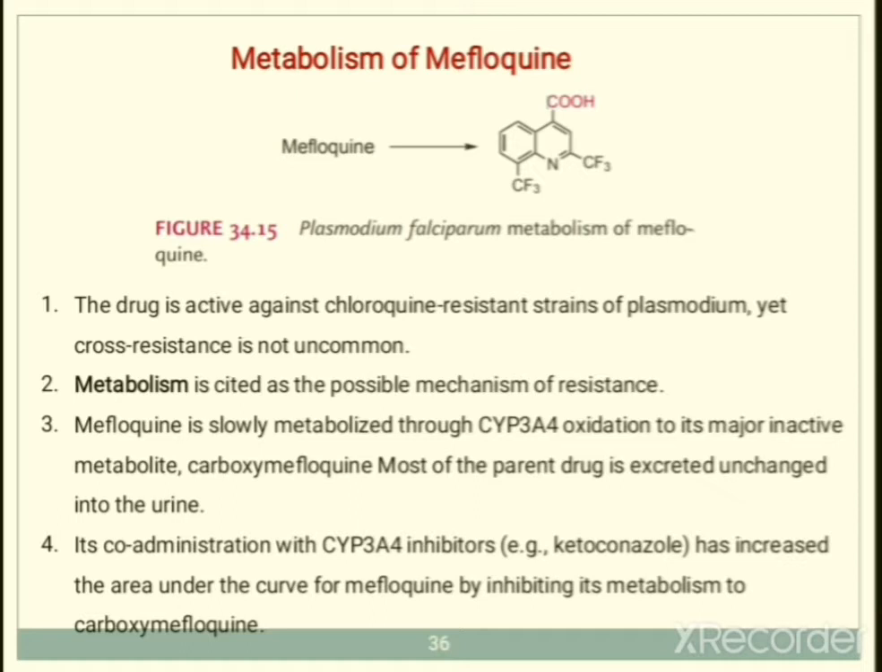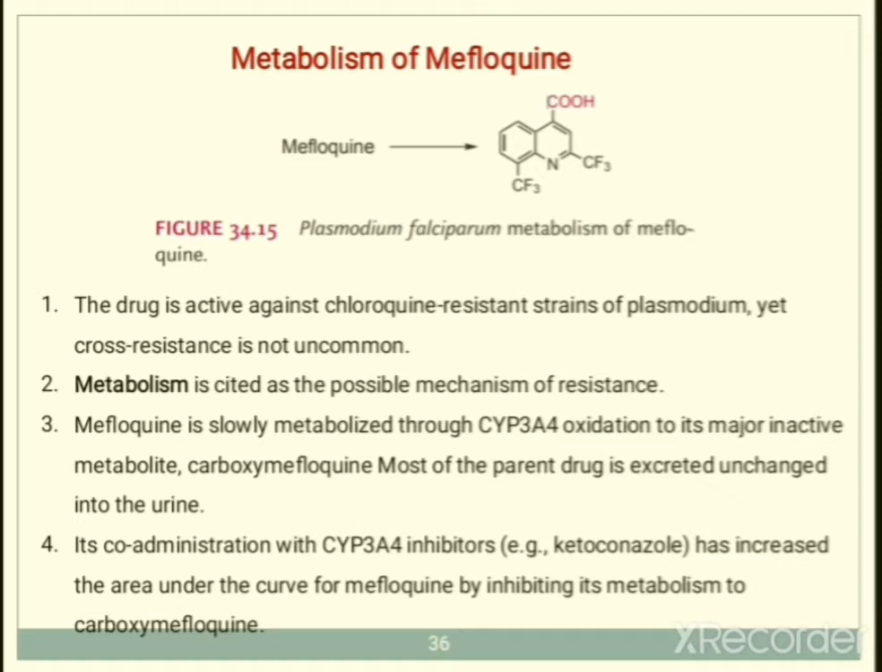So mefloquine is metabolized into an acid derivative, the carboxymefloquine derivative. Okay, so the metabolism is cited as the possible mechanism of resistance. Mefloquine is slowly metabolized through CYP3A4 oxidation. Okay, so it is metabolized by the CYP3A4 oxidation pathway to its major inactive metabolite. The inactive metabolite is carboxymefloquine. You can see in the structure that carboxylation will occur. Mefloquine is converted into carboxymefloquine. Most of the parent drug is excreted in unchanged form through the urine. So the major metabolite, which is inactive, is carboxymefloquine.